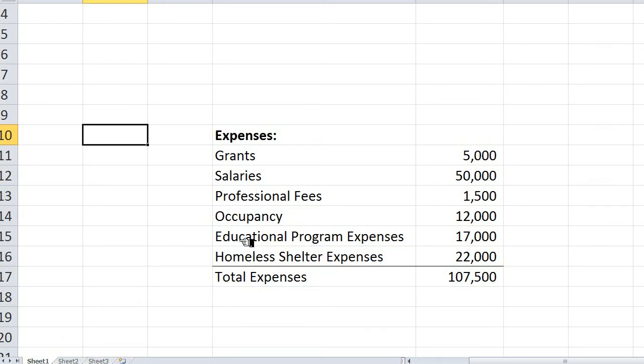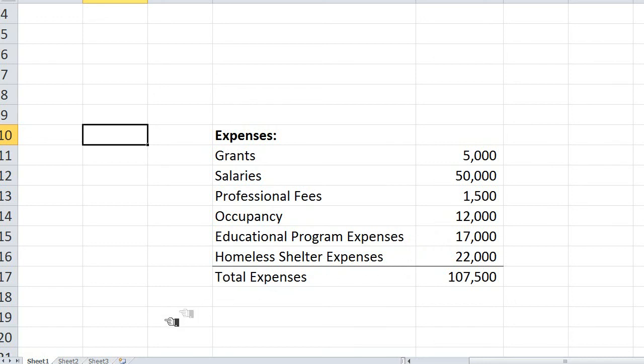And their educational program expenses, they just lump it all into this one big category here, and same thing with their homeless shelter expenses. Okay, so typically they would fill in grants, salaries, professional fees, and occupancy on the correct lines on the Form 990EZ. But then down in other expenses, they would just lump everything else into the functional category of educational program and homeless shelter. I have never really seen the IRS make a fuss about that, but it's not the right way to do it. It's not the way it's supposed to be done.